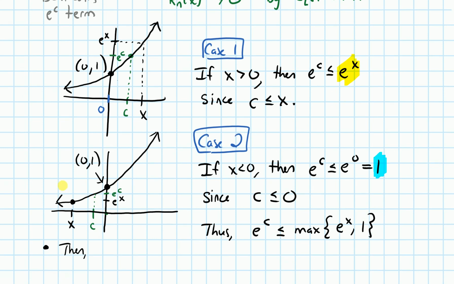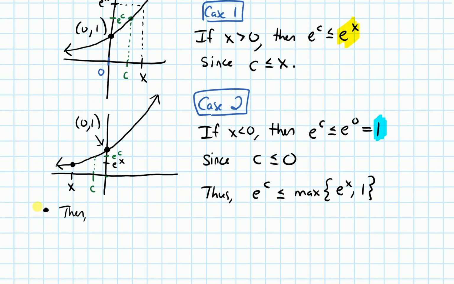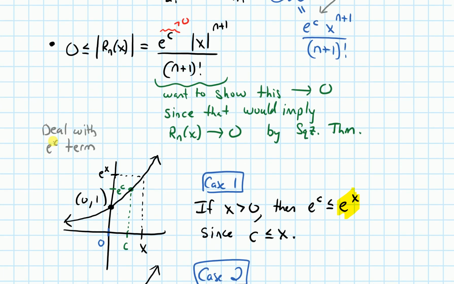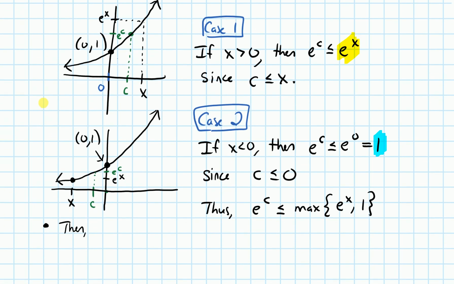All right. So now, what I want to do is, now we have a sense of how we can deal with e to the c. We know what it's less than or equal to. Now let's deal with the absolute value of x to the n plus 1 over n plus 1 factorial and think about, well, what's the limit of that going to be?